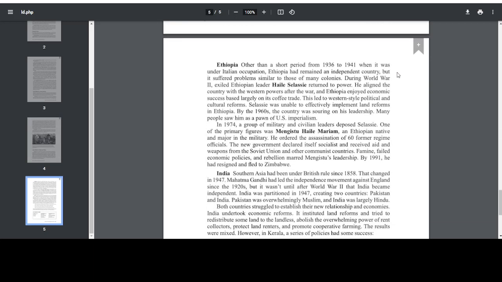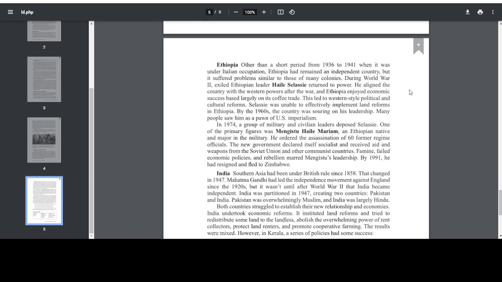Ethiopia. Other than a short period from 1936 to 1941, when it was under Italian occupation, Ethiopia had remained an independent country, but it suffered problems similar to those of many countries. During World War II, exiled Ethiopian leader Haile Selassie returned to power. He aligned the country with the Western powers after the war, and Ethiopia enjoyed economic success based largely on its coffee trade. This led to Western-style political and cultural reforms.